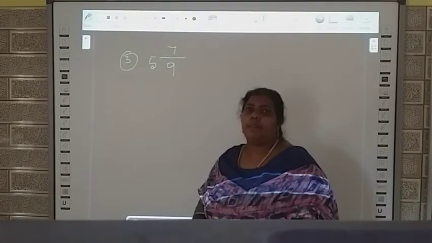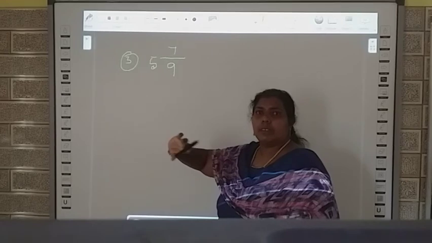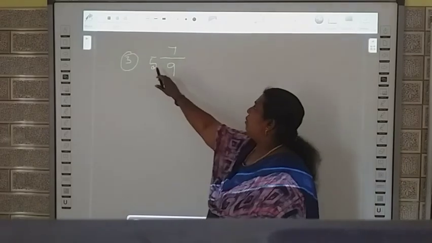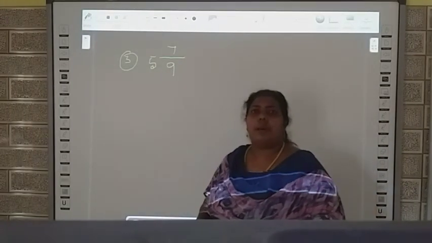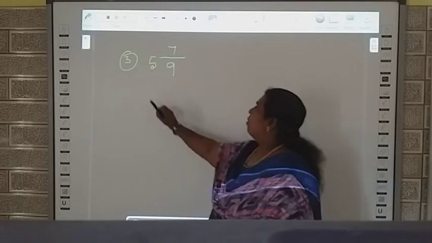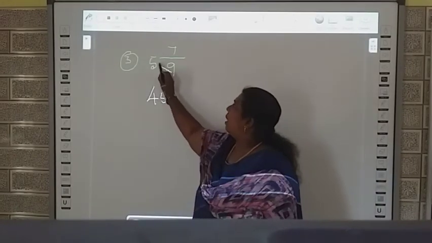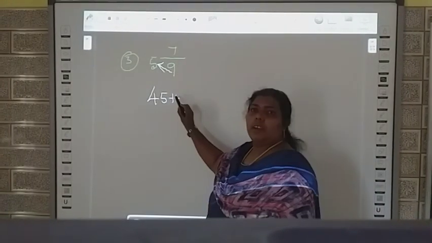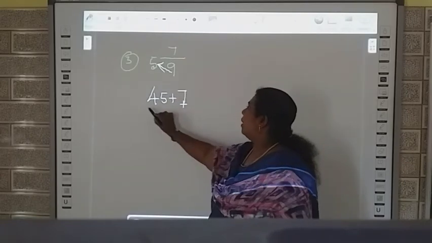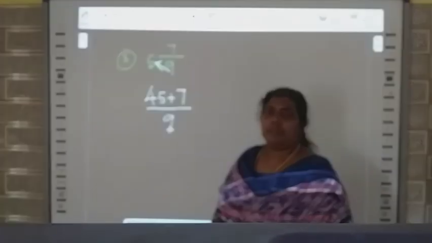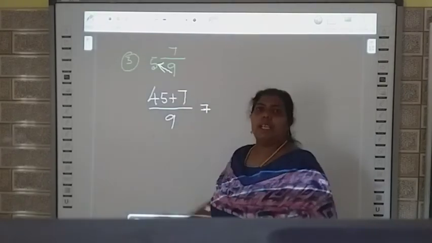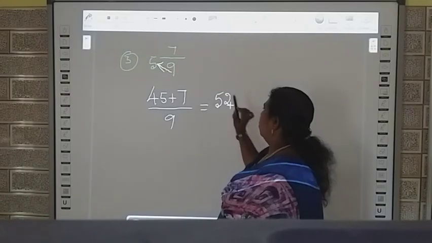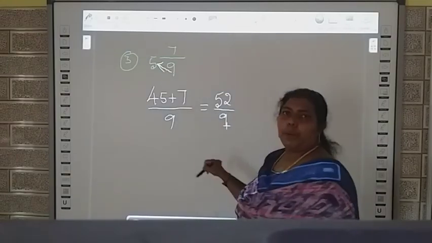Converted into an improper fraction. How can we convert it? First you have to multiply the whole number by the denominator. Isn't it? Multiply 5 times 9. 5 times 9 is how much? 45. Isn't it? First you have to multiply these two numbers, 9 and 5. 9 times 5 is 45, plus you have to add the numerator value, that is 7 divided by 9. Okay. Now 45 plus 7, what is the answer? 52. Isn't it? 52 divided by 9. This is the improper fraction.